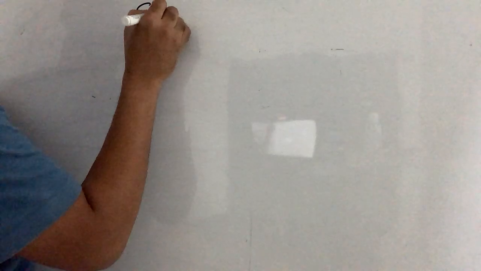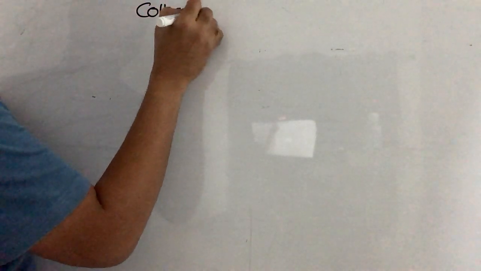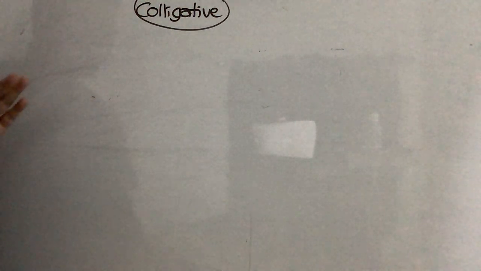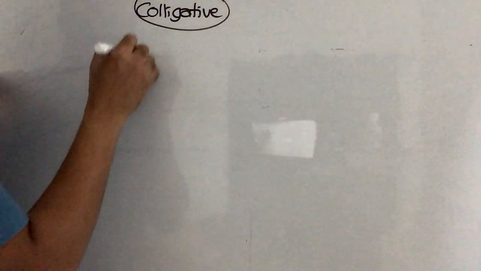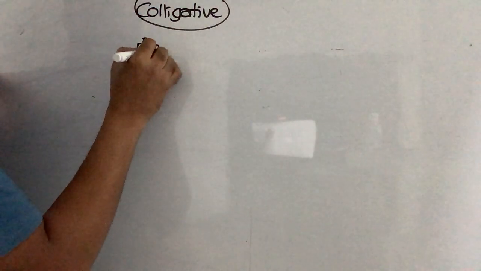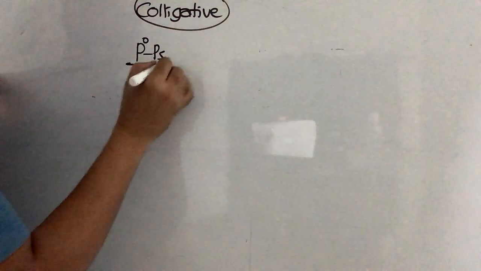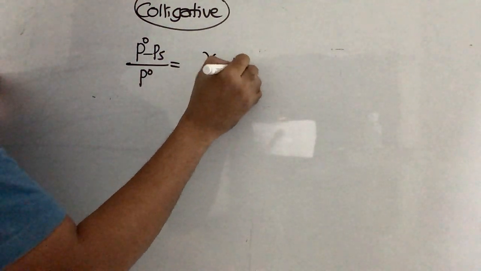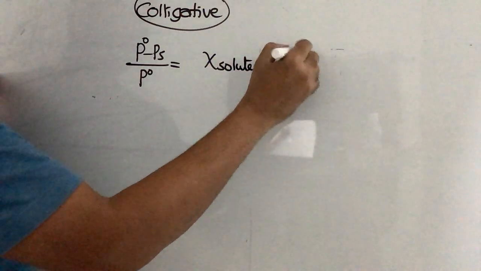Now coming to the 4 important colligative properties. Colligative properties means the properties which depend on only the number of solute particles. P naught minus Ps by P naught is equal to mole fraction of solute. This is called Raoult's law.